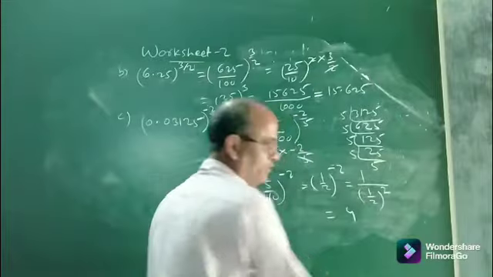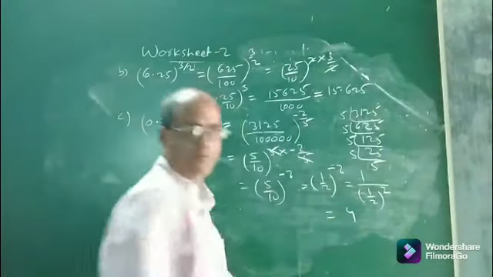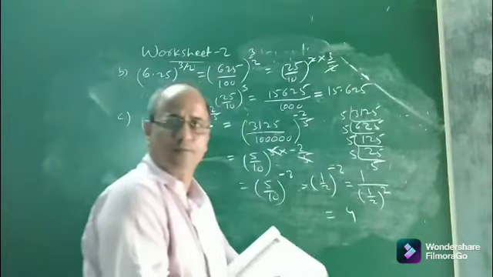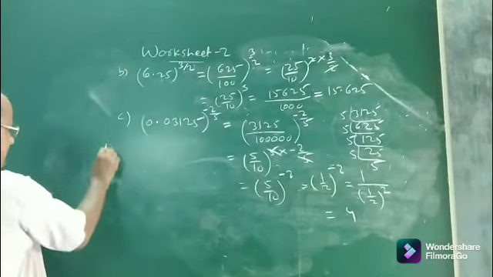This is 1 by 4. 1 divided by 1 by 4 will become 4. Okay. So this is the answer. 4 will be the answer. Now another question. See. D.